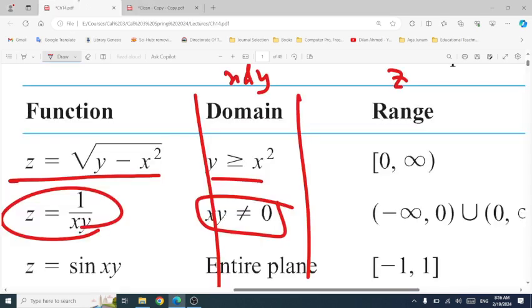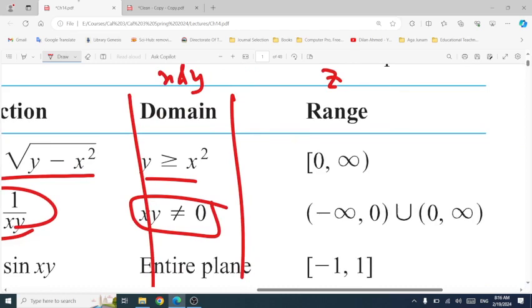Good. So all real numbers without 0 means that 0 to infinity, 0 to minus infinity, excluded union.